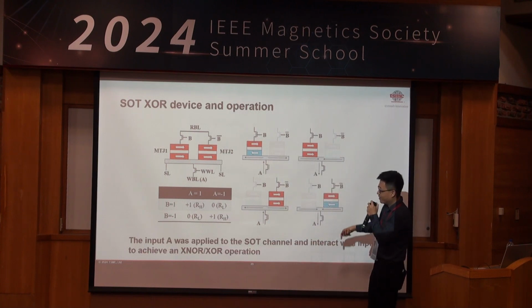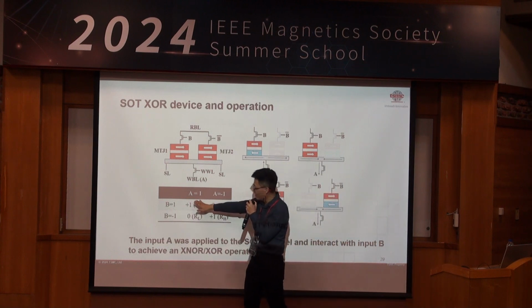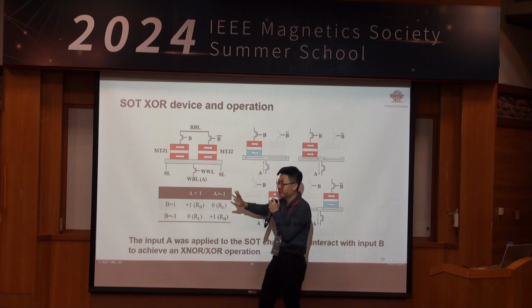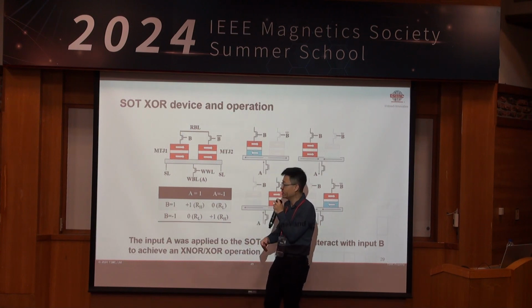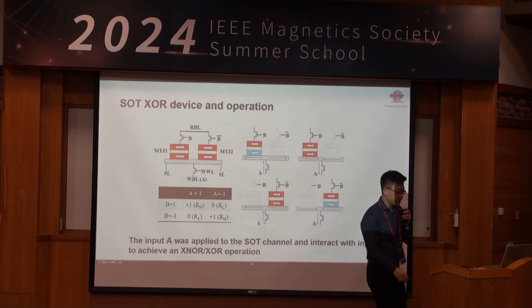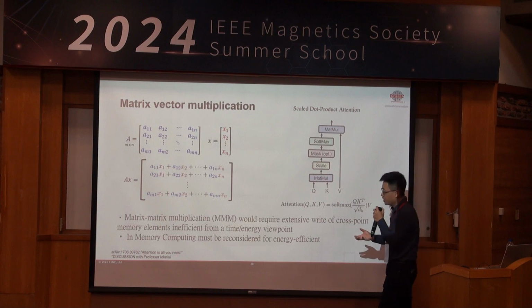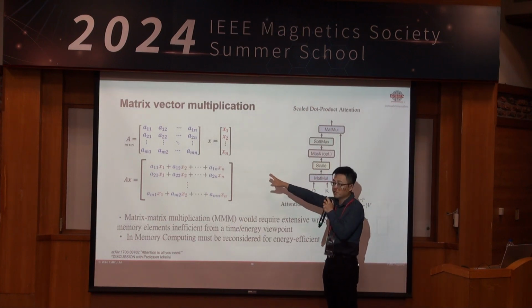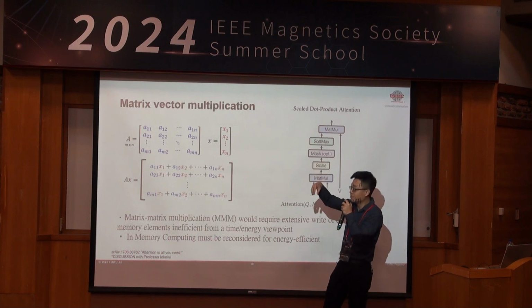So if we write down something like a truth table here, you will quickly find that this A and B interaction looks like an XOR. You can change the reference point of your sense amplifier to change the reading, right? So this would be like you are doing simple mathematics. If you want to do matrix vector multiplication, then you have this kind of device.